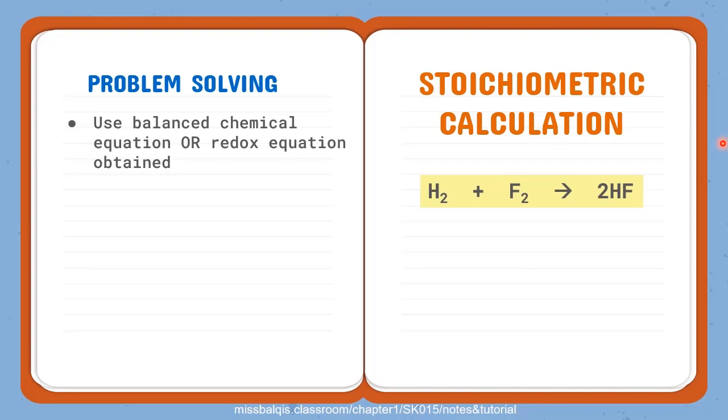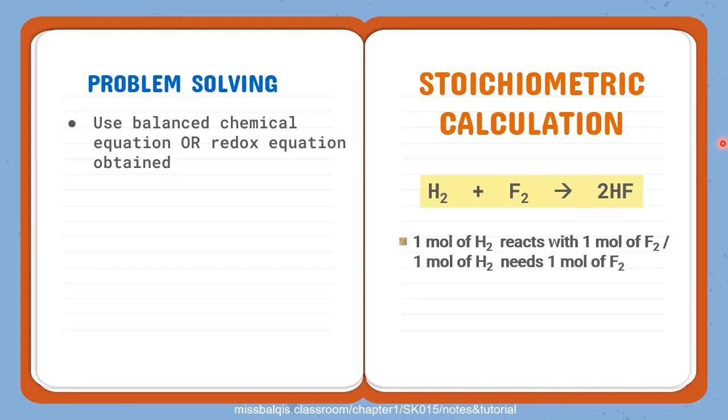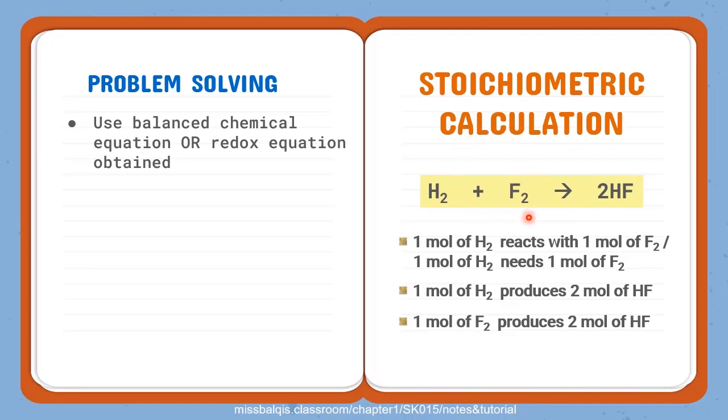So from this example, we could now interpret that 1 mole of hydrogen gas react with 1 mole of F2, or instead of using react, you may also use 1 mole H2 needs 1 mole F2, or 1 mole of H2 require 1 mole of F2. They are all the same. Other than that, we can also say 1 mole of H2 produces 2 mole of HF, and the other one gonna be 1 mole of F2 produces 2 mole of HF. To see this more clearly, let's bring the number into the battle.